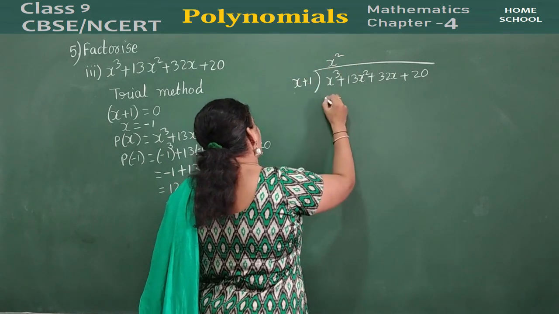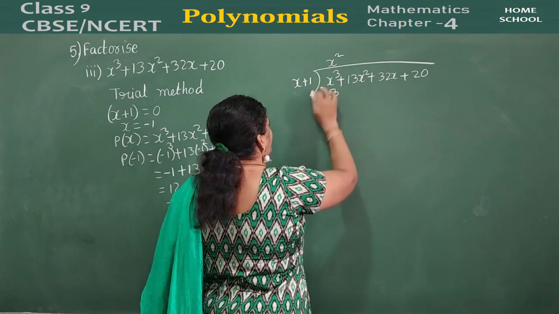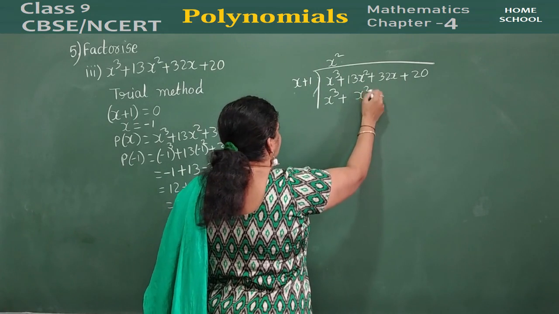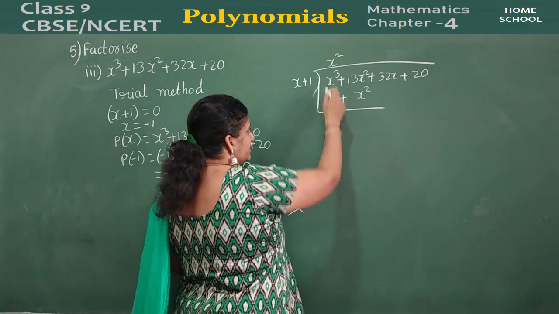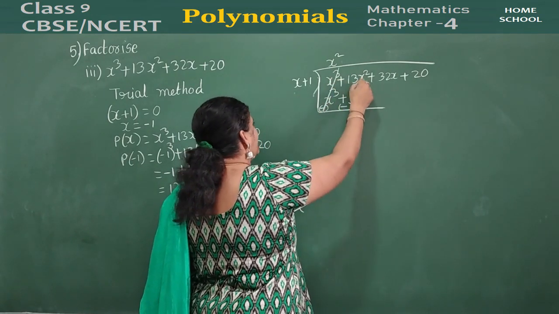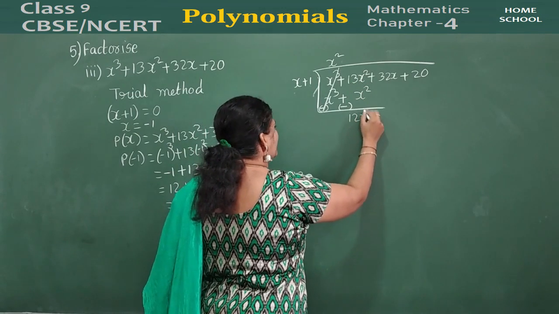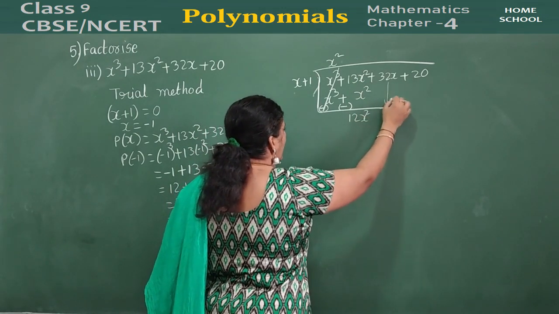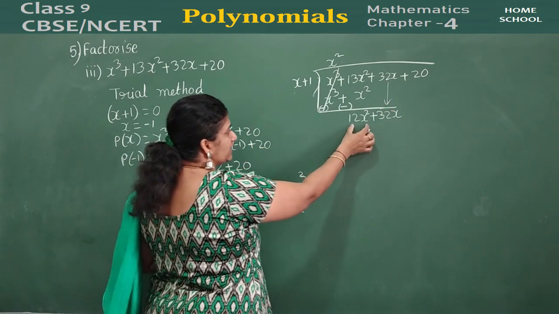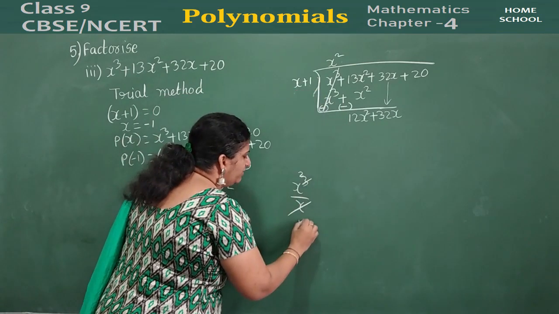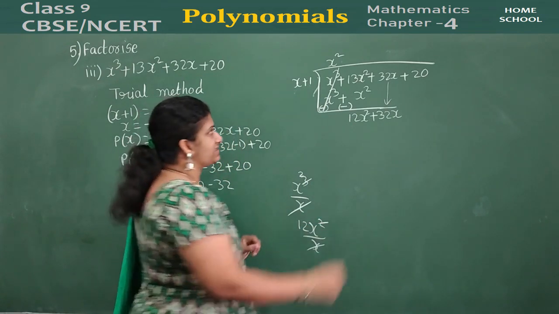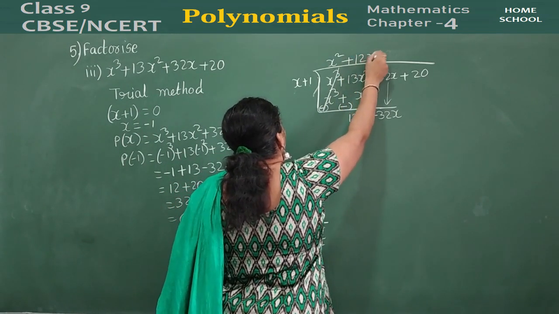Multiply x square into x will be x cube. Okay. So now plus 1 into x square is x square. Now both are positive. So subtract, change sign, cancel. 13 minus 1 will be 12x square. Drag one term down, plus 32x. Now again, first term and this first term divide. 12x square by x. It will be 12x. Right here, multiply.